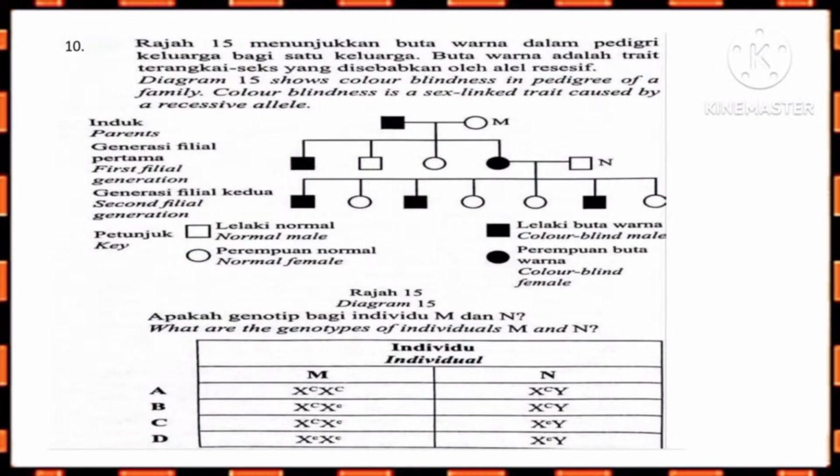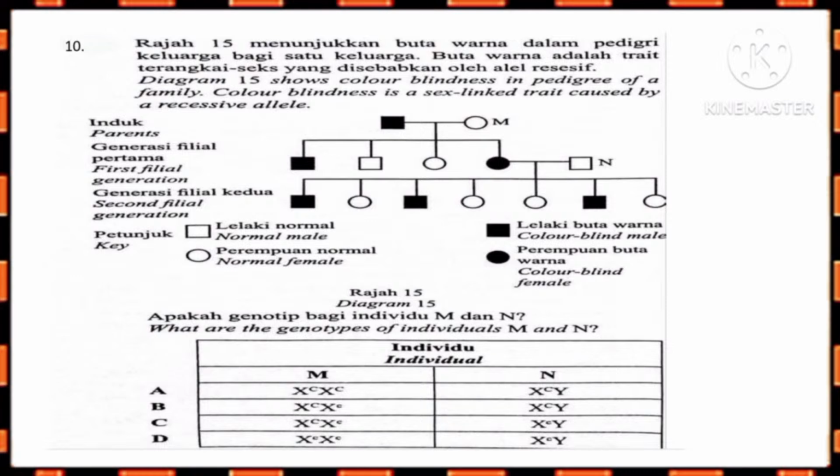Students, now we have come to the last question. Diagram 15 shows color blindness in the pedigree of a family. Color blindness is a sex-linked trait caused by a recessive allele. Alright, so again we have a sex-linked trait. So the note, do you still remember? For sex-linked, you have to use XX or XY for the genotype.